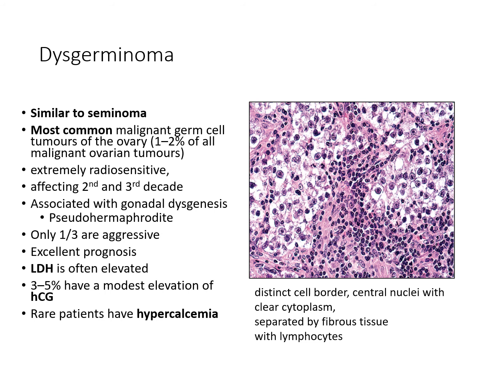LDH is often elevated. So the histological feature is seen here. It has a large cell with clear cytoplasm and central nucleus separated by the fibrous tissue, and the fibrous tissue is infiltrated by lymphocytes.